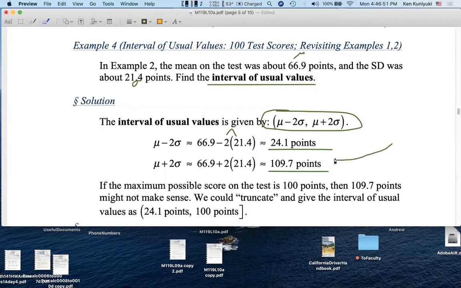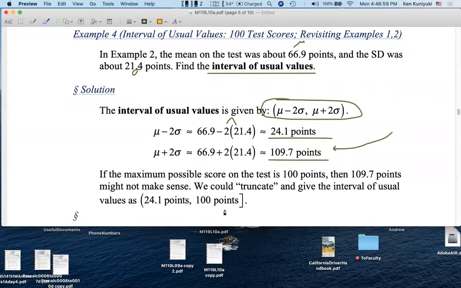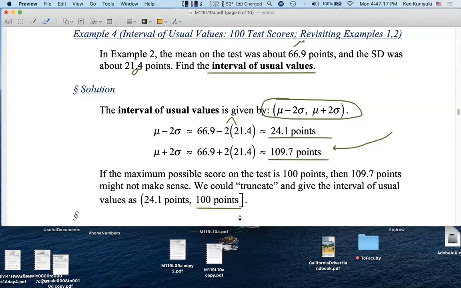Now, a student might object and say, well, wait a minute. It was impossible to get 109 or 110 points on the exam. So it would make sense to truncate that upper limit to 100 points because no one could score above 100 points on the 100-point exam. So that's a technicality, but since this doesn't make sense, we can truncate it at 100 points. So 100 points would be a typical value. You'd feel great, presumably, but still, it would be a typical or usual value. It wouldn't be that awesome relative to the class overall. It wouldn't be like an A plus in the sense that you didn't do that spectacularly better relative to the class overall.